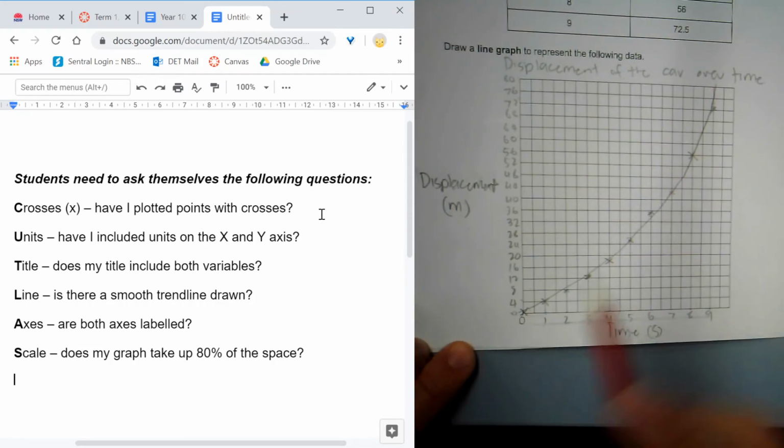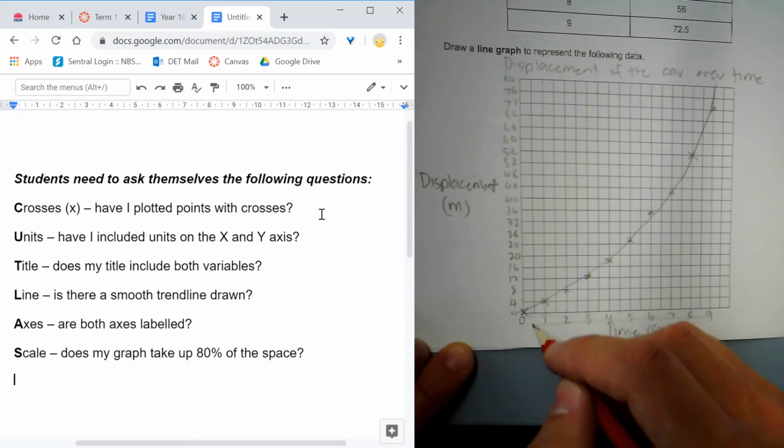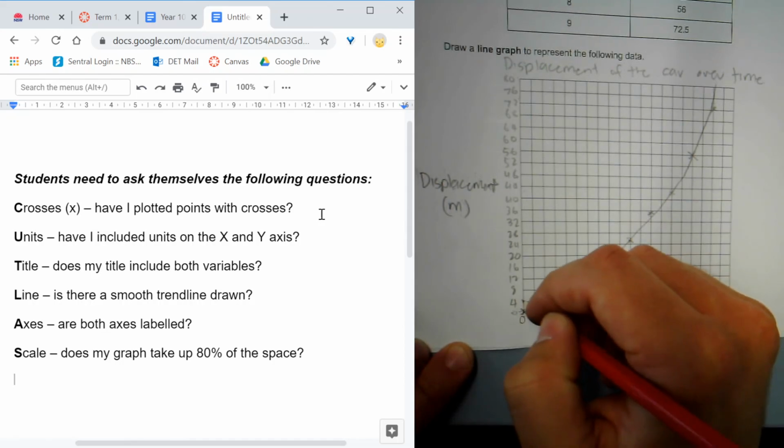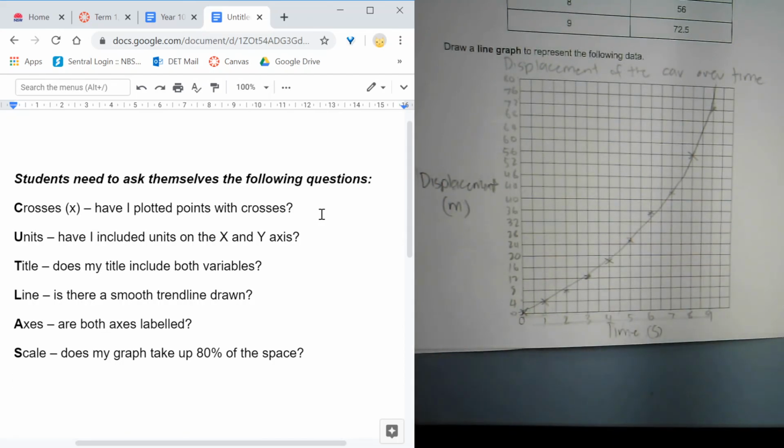The other thing to note is that each one of these is equal. So every 2 squares is 1. So 1, 2, 1, 1, 2, 2, 1, 2, 3. So all of the spacing up here is equal. I haven't done a 1 here and then gone 2 and done a 2 there. Each one of these squares is worth the same value. So I guess each one of these is worth a half going sideways, and each one of these squares is worth 4 going up. So that's how to draw a line graph.